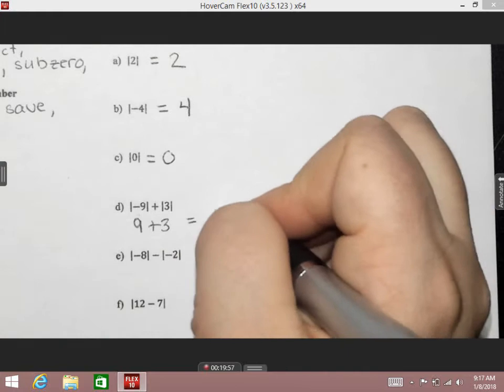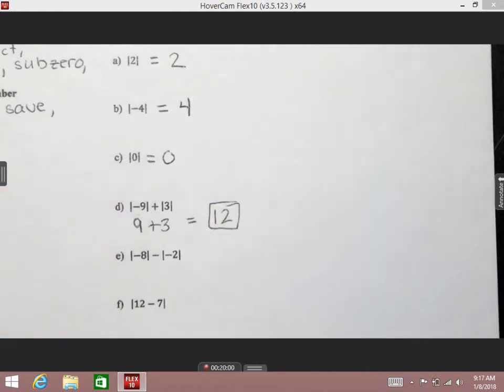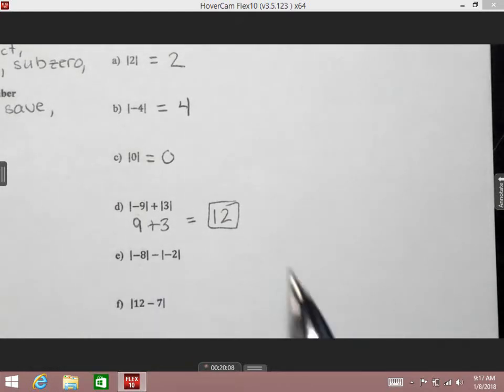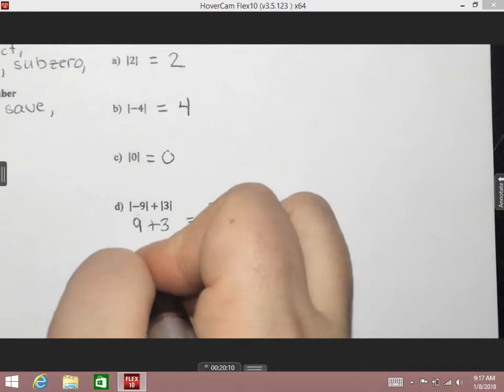So 9 plus 3 is 12. So that would be our answer. You got to let them out of jail before you can add them. Same thing here. Negative 8 is in jail. When I let it out of jail, what does it become? Positive 8. All right.